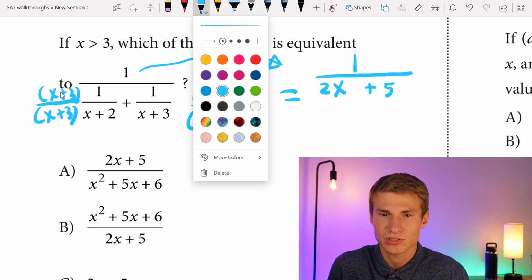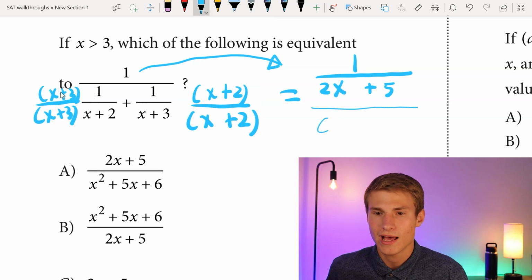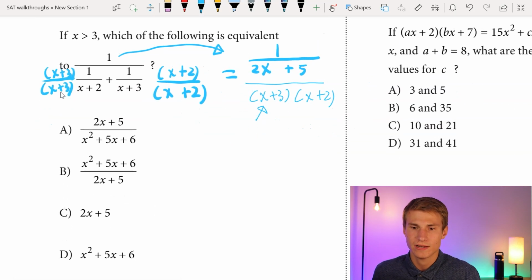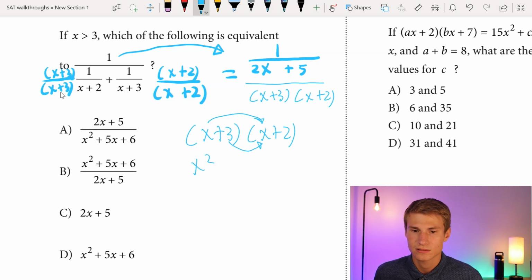I'm going to make my pen a little bit smaller so you can see it better. We'll have to divide that by x plus 3 times x plus 2. None of our answer choices are written in the format where we have x plus 3 times x plus 2, so we want to FOIL that out. x plus 3 times x plus 2 gives us x squared, plus 3x, and also plus 2x, which gives us plus 5x. Then we have plus 2 times plus 3, which gives us plus 6.